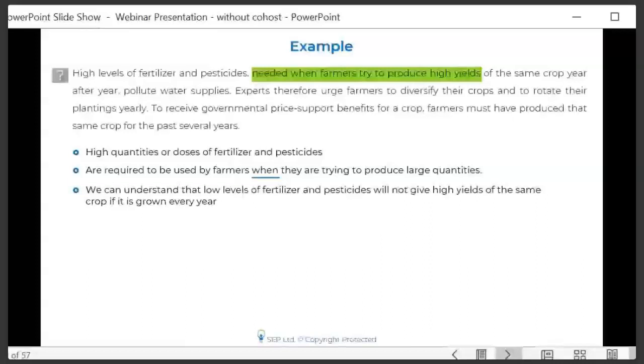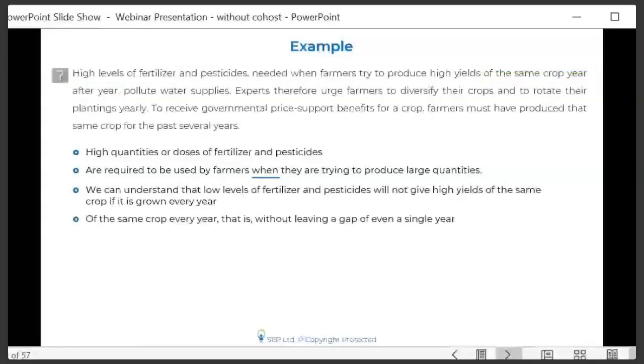All right, let's read on. Of the same crop year after year. So if no gap is left, even a single year, if you grow the same crop year after year, high levels of fertilizers and pesticides will be needed to produce high yields. And thereafter, it's given pollute water supplies. That means here we are being told that the use of high levels of fertilizers and pesticides causes water supplies in that area to get polluted. So far, the understanding we have is that a certain dose of fertilizers and pesticides is needed if you want to produce a high yield by growing the same crop year after year. You'll need high levels of fertilizers and pesticides, but this will pollute the water supplies.